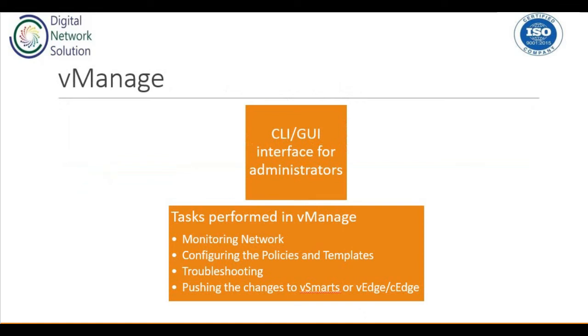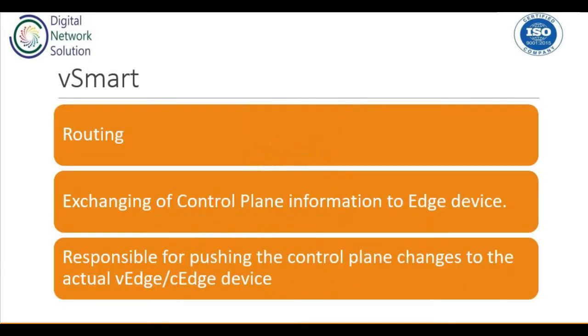vManage is a network management server. It is a CLI or GUI interface for the administrator. All the tasks to be performed are performed on vManage. We don't need to log into the devices individually to perform the necessary changes. We can monitor, configure, troubleshoot, and push the necessary changes to the vSmart or vEdge devices.